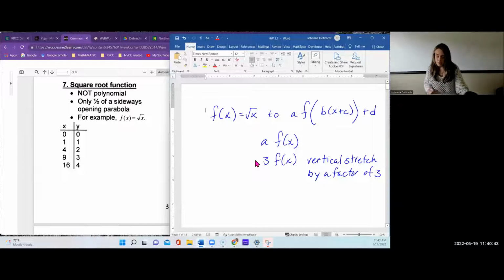Some things to note about this is that the 3 is written outside the notation. It's not inside the parentheses where the x is. If it's outside the notation, like the a and the d, then it affects the y, which is the vertical. So a and d must be vertical transformations of some kind, and they are. Now, what would happen if instead of a 3, we had a negative 3?